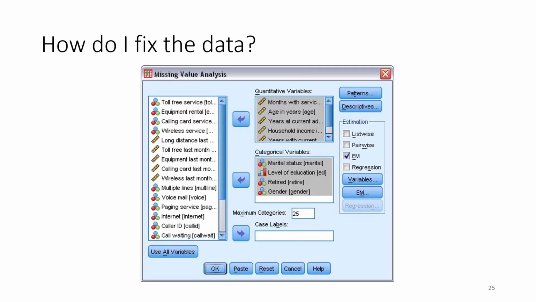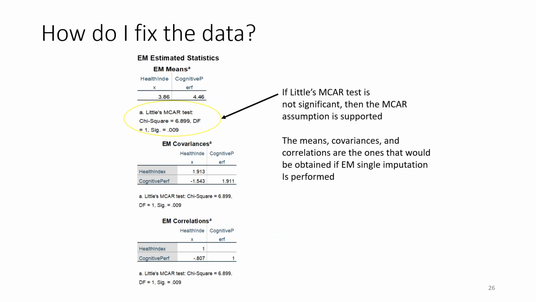This is an example of the missing value analysis menu, and we will spend some time in class working with MVA and exploring some of the things that we can do with it. And here is an example of Little's MCAR test, which in this case is non-significant. So that would mean that the MCAR assumption, the missing completely at random assumption, is supported.